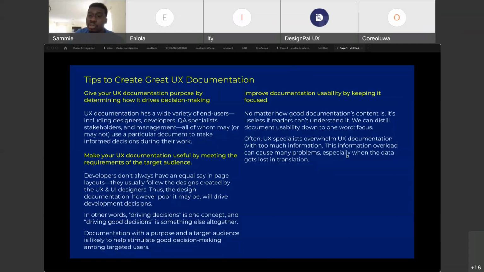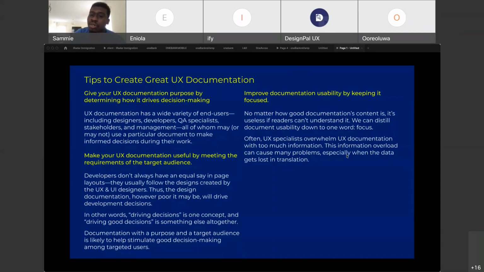Then improve documentation usability by keeping it focused. Just like I said, no matter how good the documented content is, it's useless if the readers can't understand it. We can distill document usability down to one word: focus. Often, UX specialists overwhelm UX documentation with too much information.